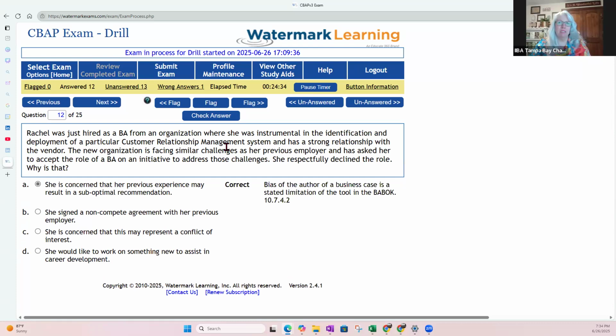Bias of the author in a business case is a stated limitation of that tool. You know, we've investigated over here. It's hard to wipe the slate blank and do it again on a whole different scenario because you have all those details still in your brain.